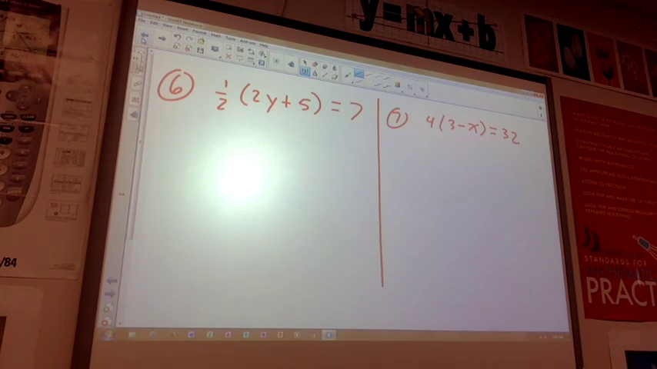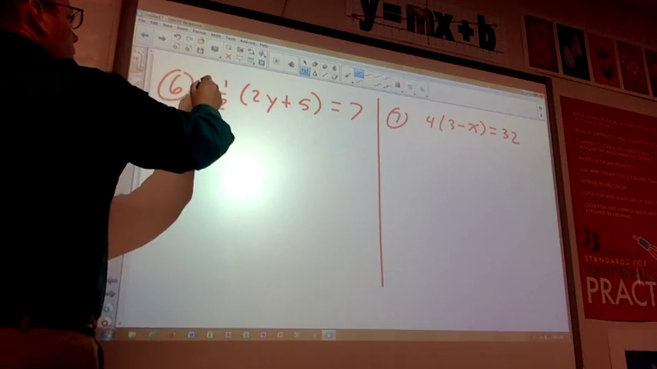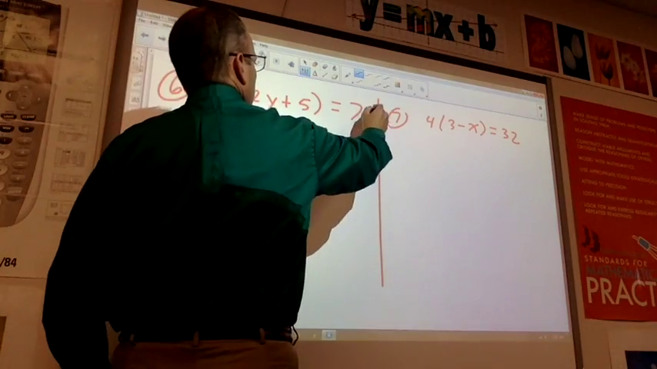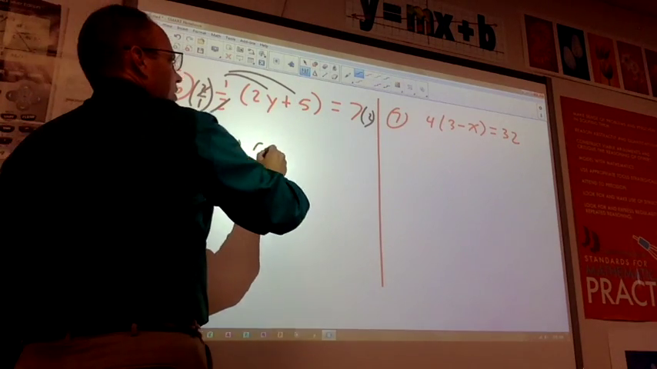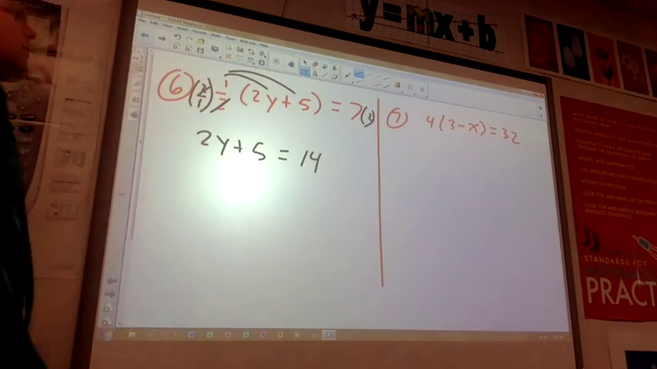Number 6. Should I distribute over the parentheses the half? Yeah. What's another way I could approach it? Multiply by 2. Yeah, I have two terms up there. One of my terms is 1/2 quantity 2y plus 5. The other term is 7. So if I multiply this by 2 over 1 and this by 2, if I distribute 1 over the parentheses, I get this. Does that seem okay?